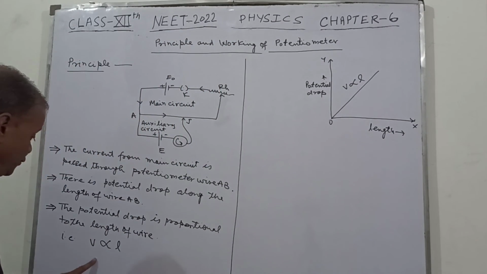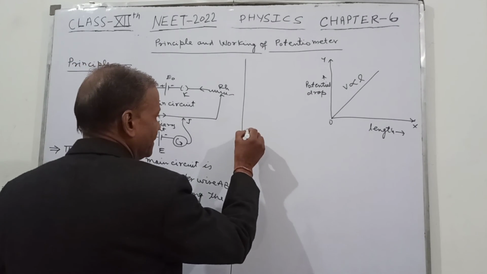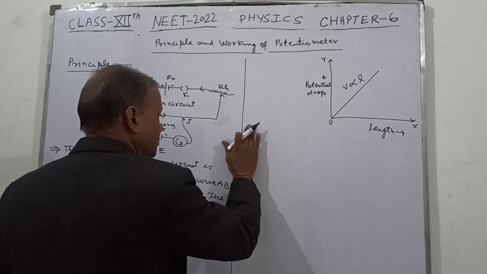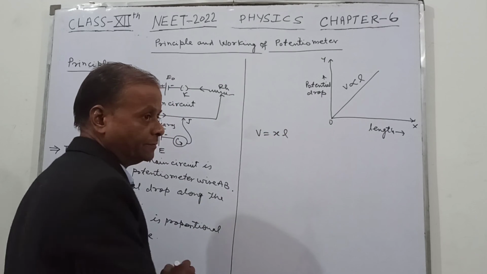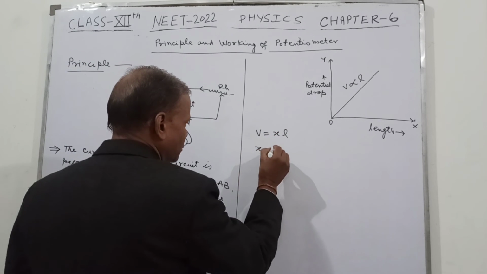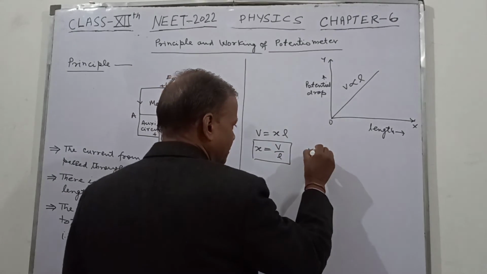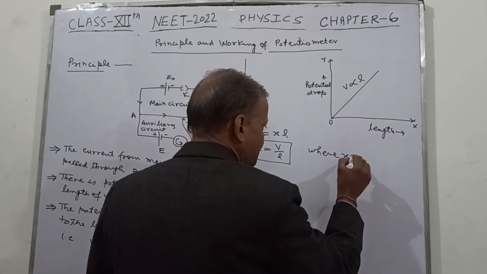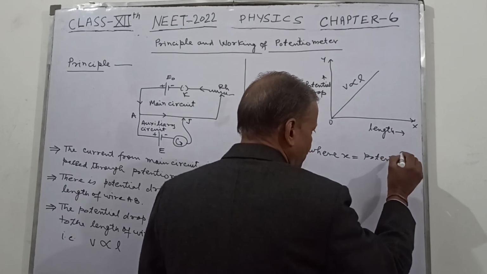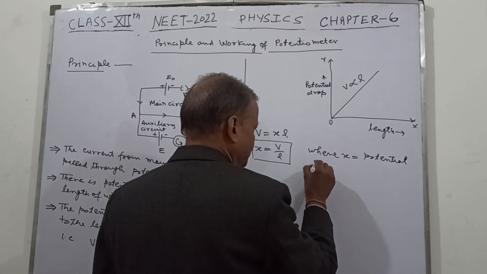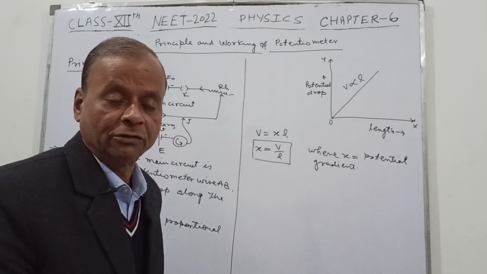So now here V proportional to L, and this can be written as V equal to XL, or X equal to V upon L, where X equal to potential gradient. X, that you call the potential gradient.